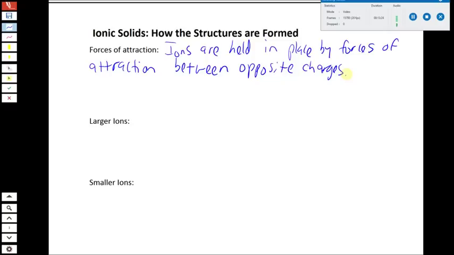Because you have these attractive forces involving the oppositely charged ions, but if you put two ions of the same charge close enough together, they're going to start repelling each other. So what you want to do is arrange the ions in such a way that you have the maximum forces of attraction and the minimum repulsions. And that's how it decides what structure it's going to take up. So the structures that we observe are going to maximize attractive interactions while minimizing repulsive interactions.